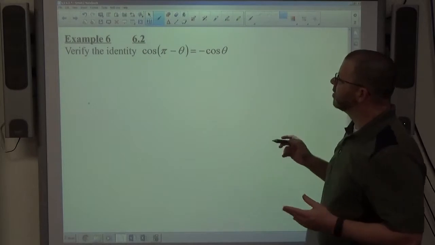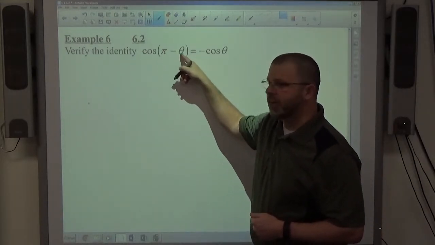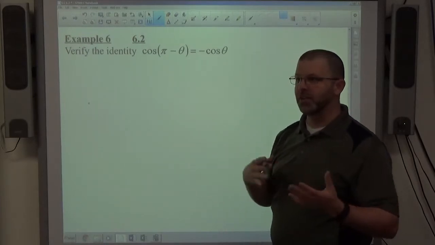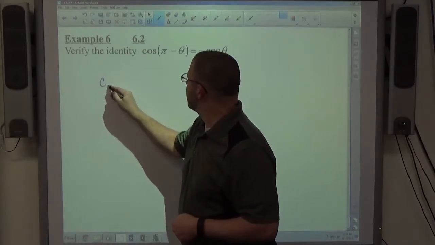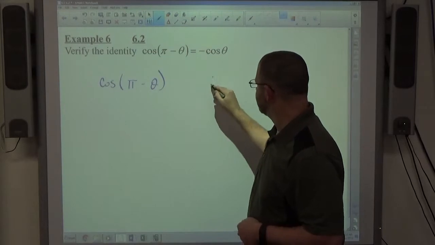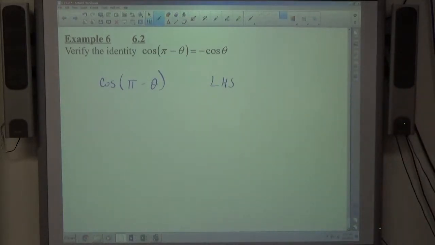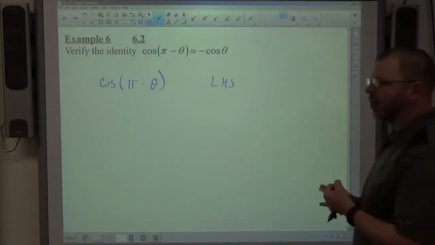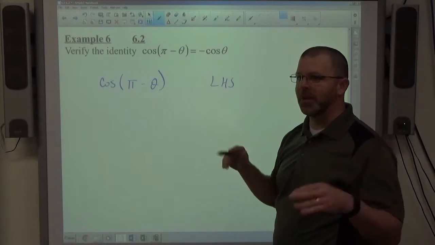All right, looking at this, the structure of this is a cosine of a difference, and we have number 33, the cosine of a sum or difference identity. So what I would do is start with the left-hand side, cosine of pi minus theta, and my goal is to apply whatever identities are necessary. Going to that strategy sheet, anytime you see sine, cosine, or tangent of a sum or difference, that's probably going to be the first thing you want to do. Go ahead and apply that property.